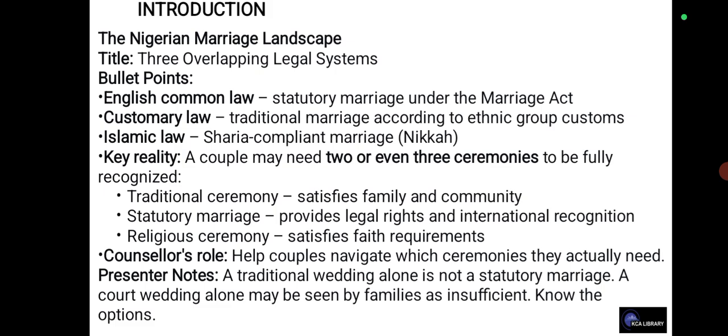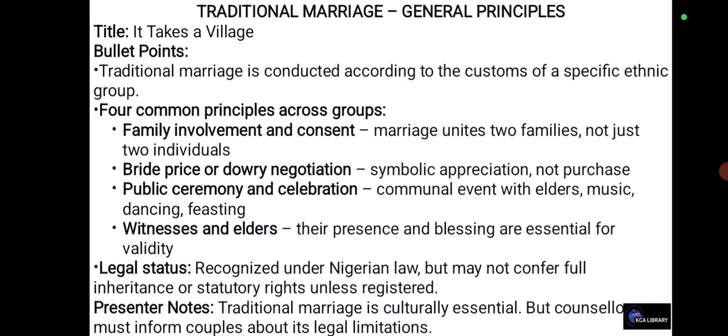Traditional ceremony satisfies family and community. Statutory marriage provides legal rights and international recognition. Religious ceremony satisfies faith requirements. So as counselor, you help couples to navigate which ceremonies they actually need. A traditional wedding alone is not a statutory marriage. A court wedding alone may be seen by families as insufficient. So you need to know the options, okay?